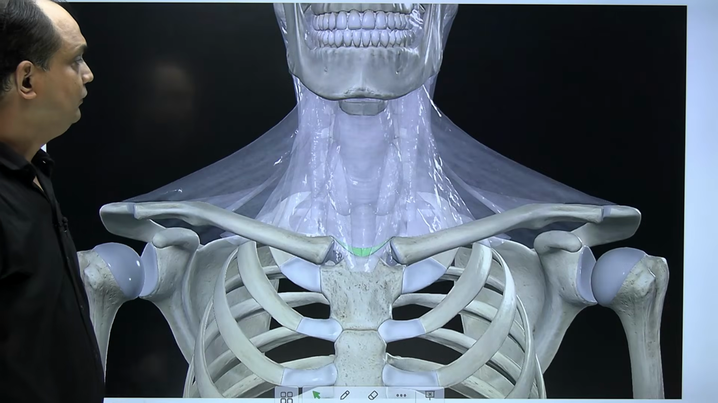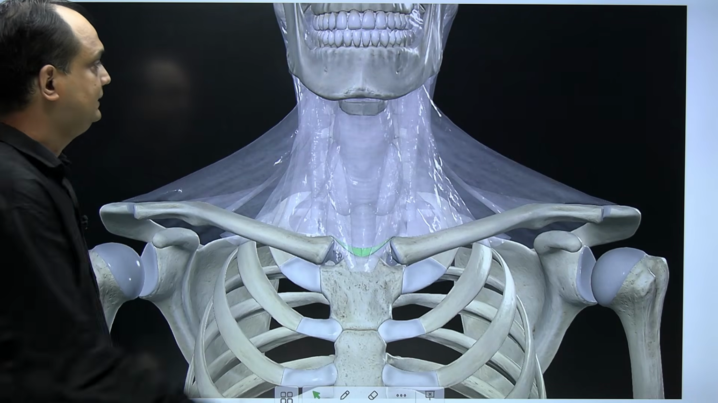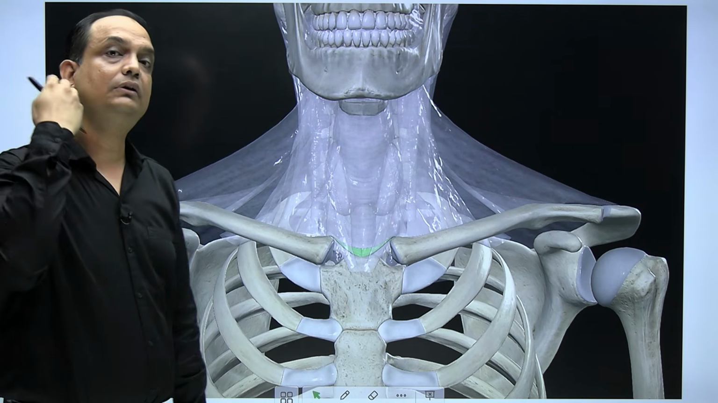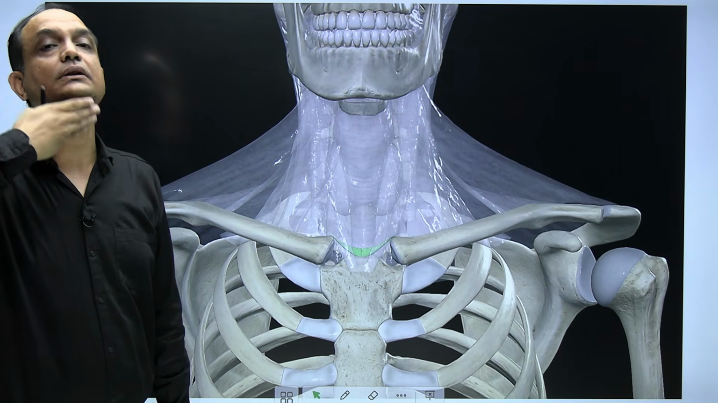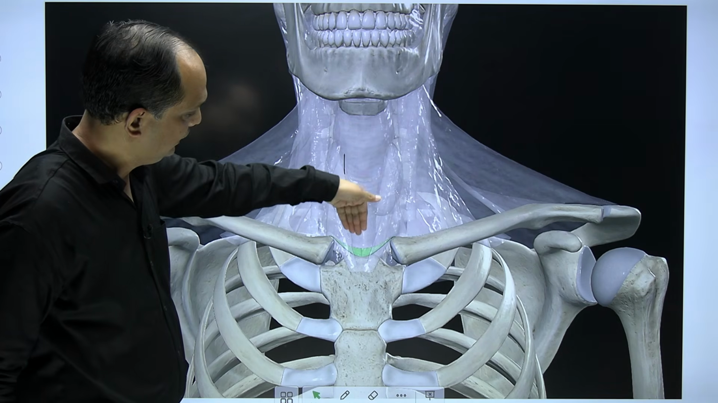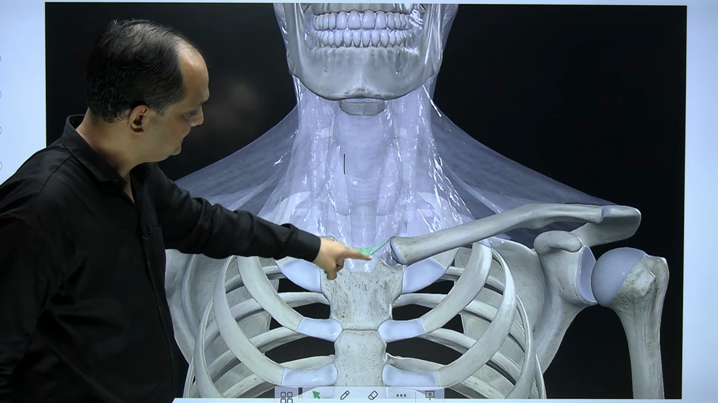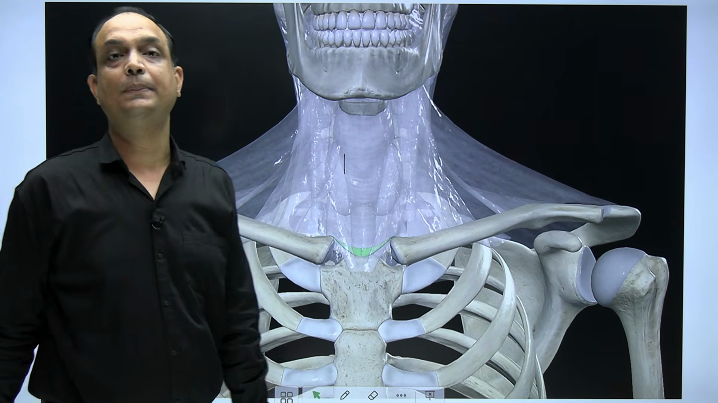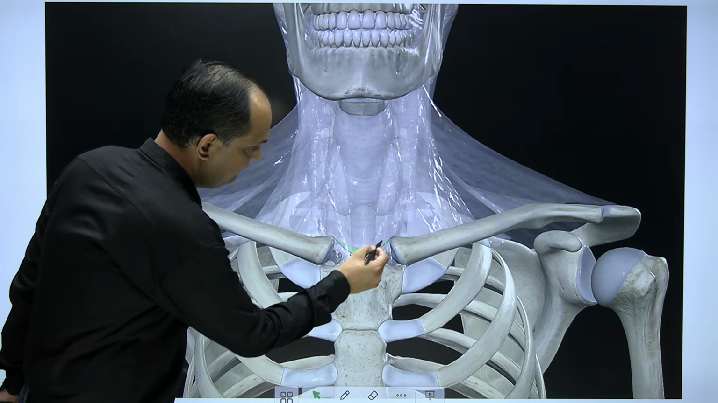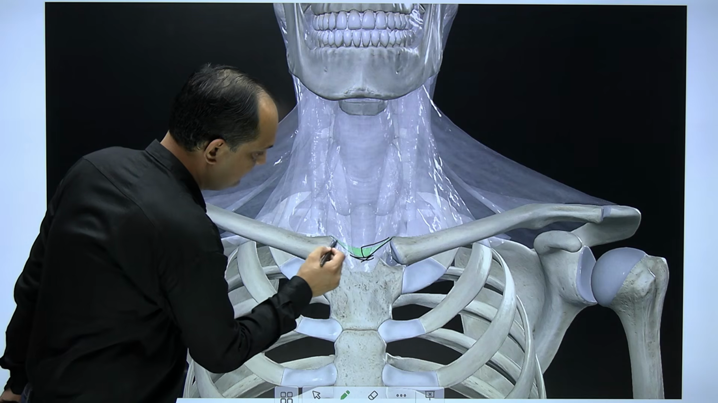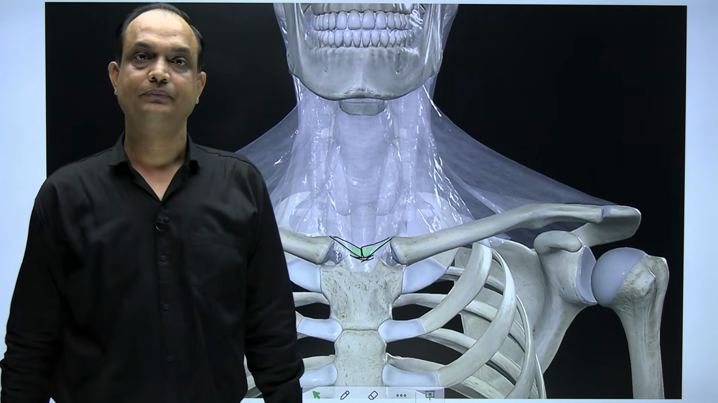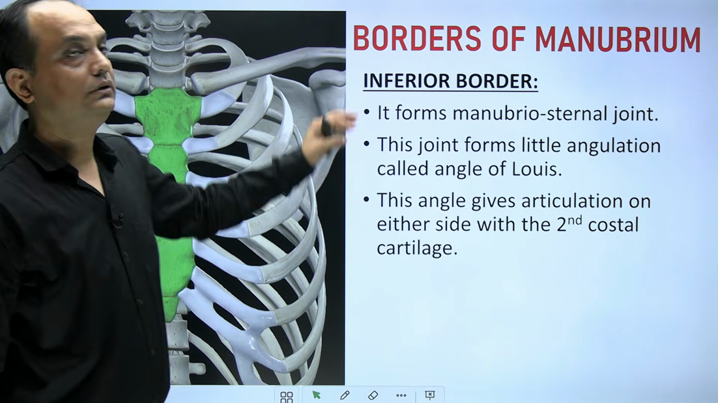Now the suprasternal notch gives attachment to the investing layer of the deep cervical fascia and the interclavicular ligament. Here you can see the investing layer of the deep fascia in the neck, and when you trace it in the midline from above downward, you will see that it goes downward and gets attached to the upper border of the sternum. Along with that, in this area you have these two bands, one here and one here. These are known as the interclavicular ligament. Clear?